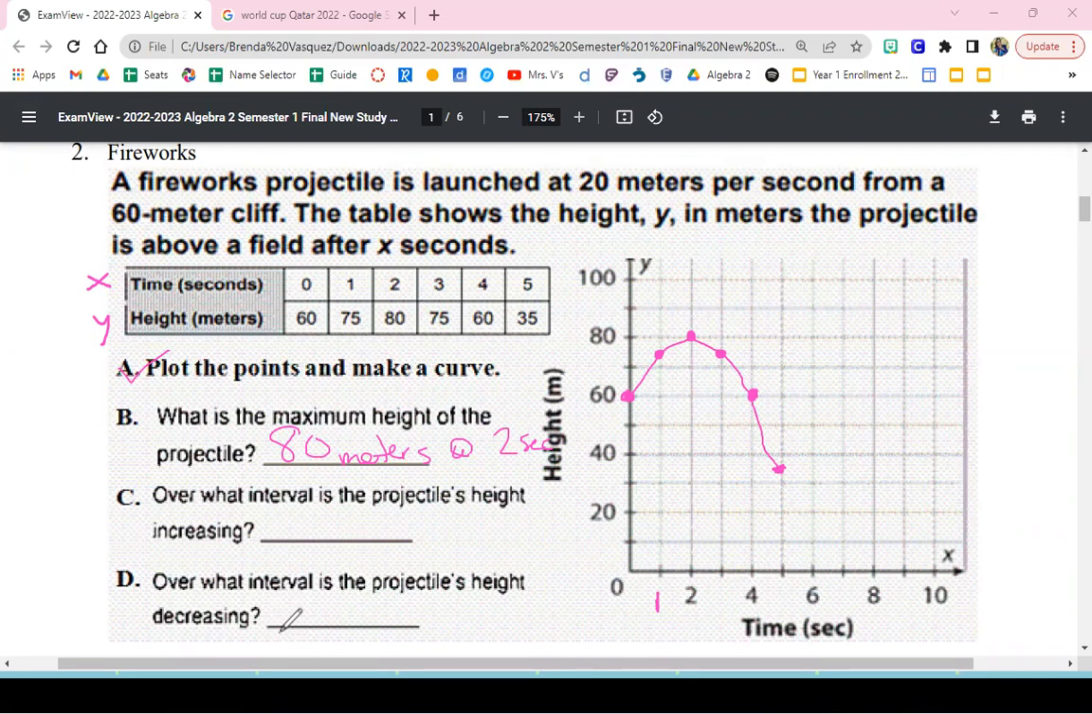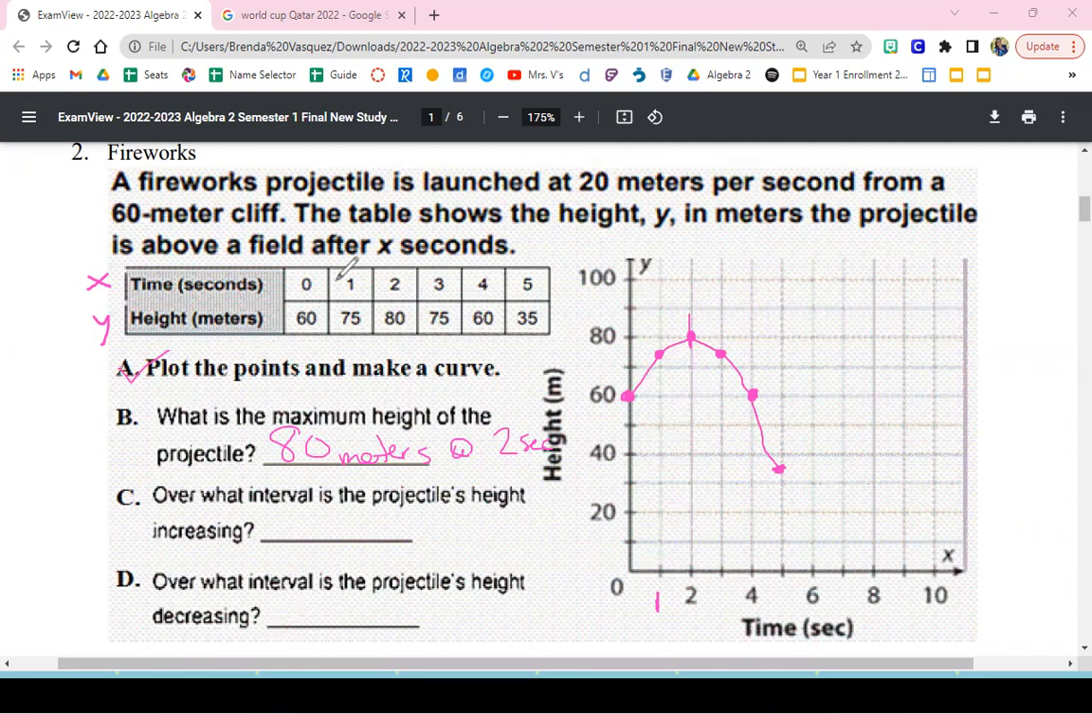It goes up, right? Its slope is up. So let's go ahead and see. If we already know it reaches maximum height at 80, how do we know throughout what intervals it's increasing? Let's go ahead and see.